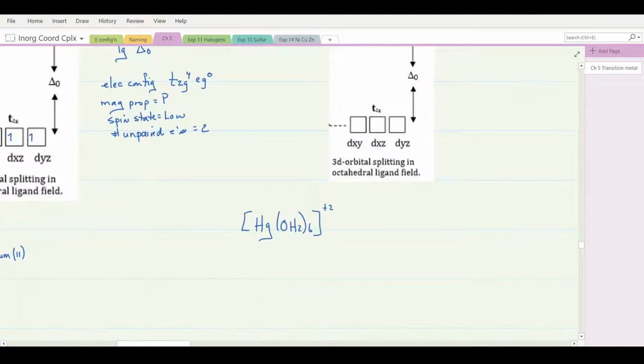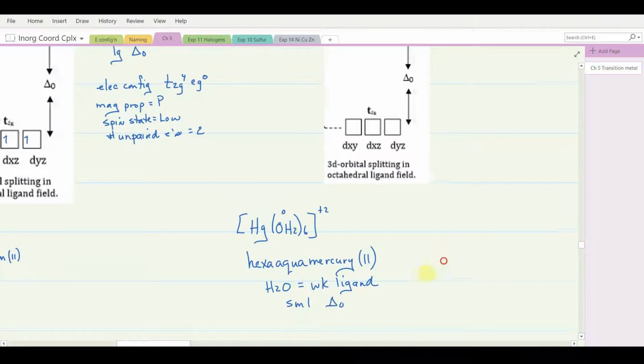Well, the name of this would be hexaaquamercury. Water has a charge of 0, so all the charge must come from the mercury, so it must be mercury 2. Hexaaquamercury(II). Now, water as a ligand is a weak ligand. And that means that there'll be a small octahedral field splitting energy.